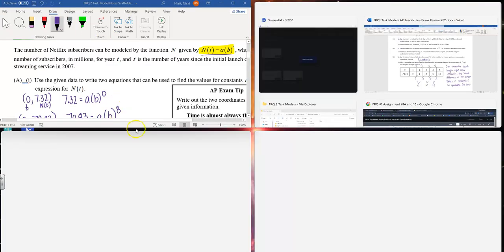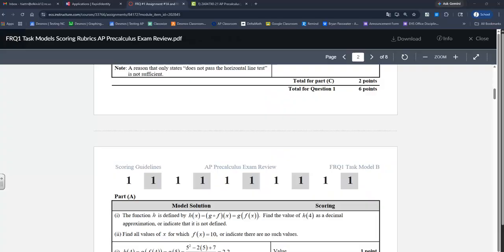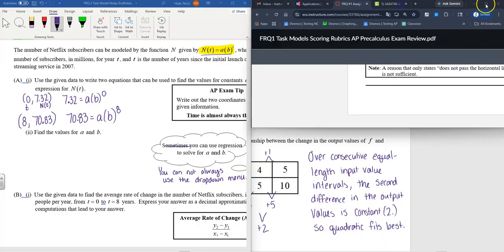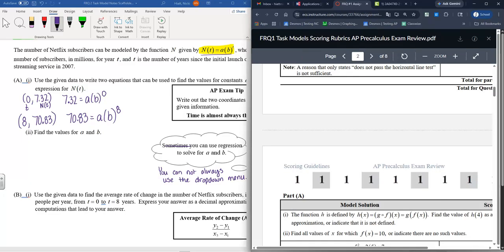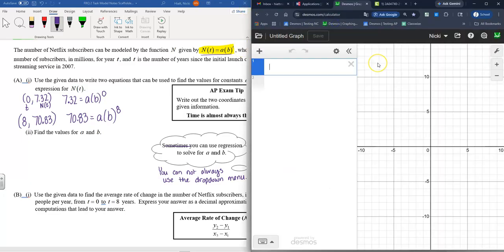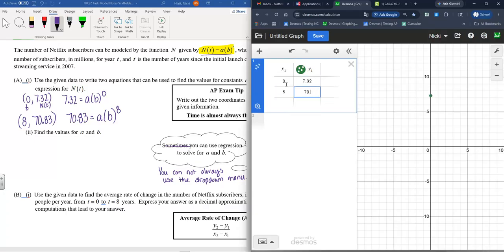So let's everybody type this in. So go get your computers. I'll make sure we're good on this. So we want to add a table, and we're just adding these 2 points, 0 and 7.32, and 8 and 70.83. I want to make sure everybody knows how to do this without the drop-down box because, like the 2 I'm going to give you tonight, you can't use the drop-down box for.